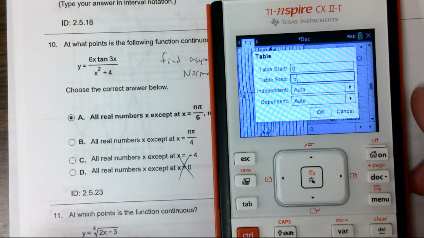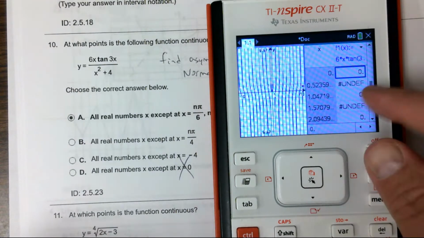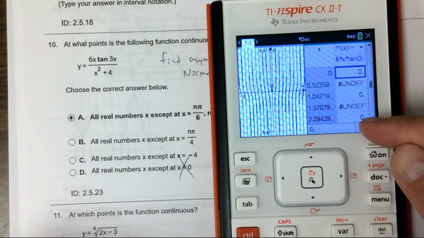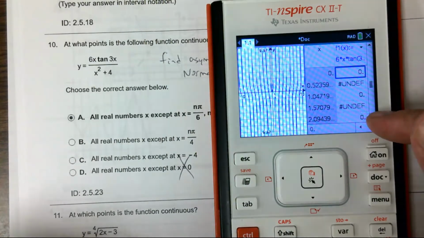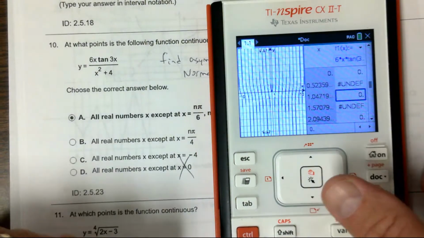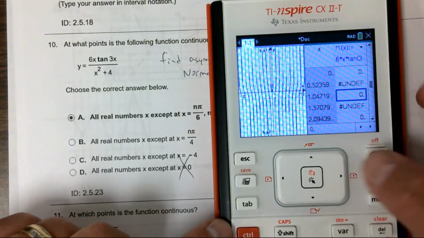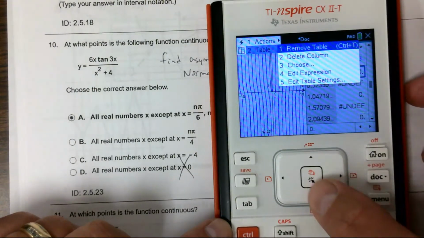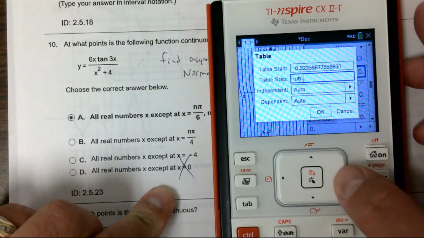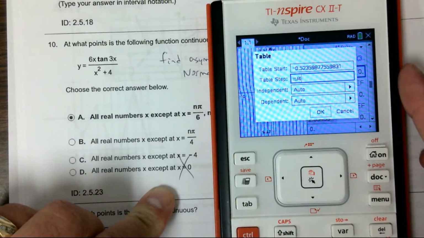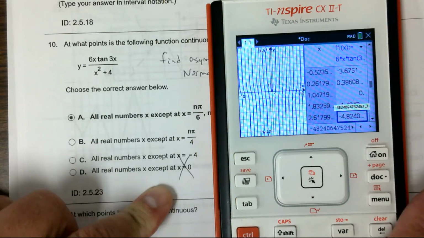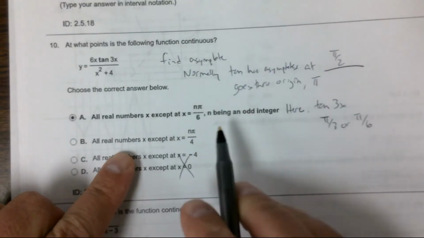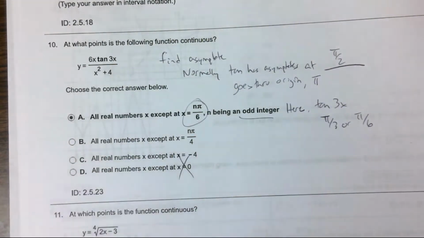Pi divided by 6, I see my undefines. 0, pi 6, 2 pi 6, 3 pi 6 is the same as pi halves, and so forth. Now, just for completeness, if you want to, you can go to table settings, and if this were pi 4s instead, then it's all numbers. And if it's numbers, it's continuous. So we do want the pi 6 part with an odd integer.